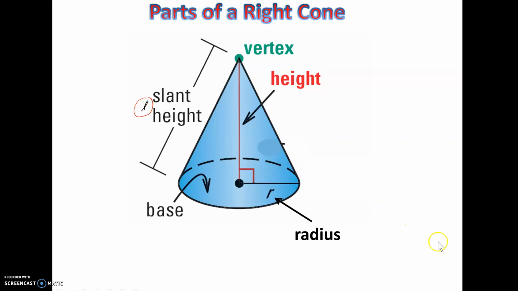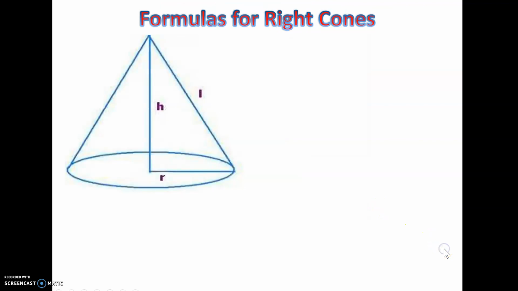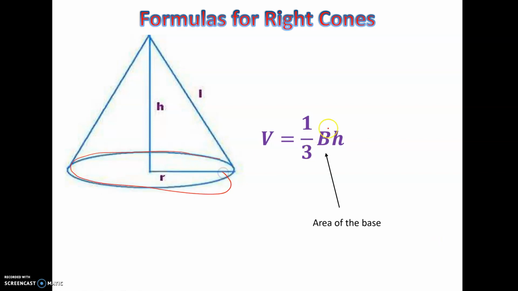So again, you're just going to use the same formula that you used for cylinder, but you're just going to divide it by 3. Again, we know that big B is going to be the area of your base, and in this case, my base happens to be a circle. So this is going to be pi r squared to figure out what that is. All right, so let's try one.